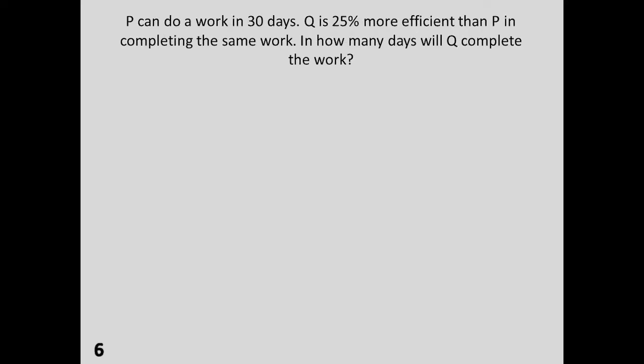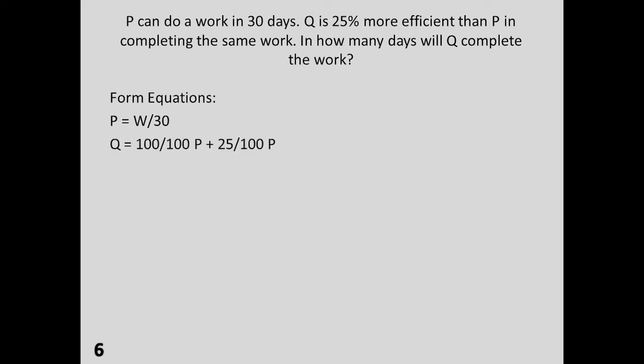Question 6. P can do a work in 30 days. Q is 25% more efficient than P in completing the same work. In how many days will Q complete the work? This is similar to the previous question. Forming equations. Productivity of P is equal to W by 30. Now Q is 25% more efficient than P. That means whatever is the productivity of P, on top of that, if we add 25% of P, we get Q. 25% is nothing but 25 by 100.